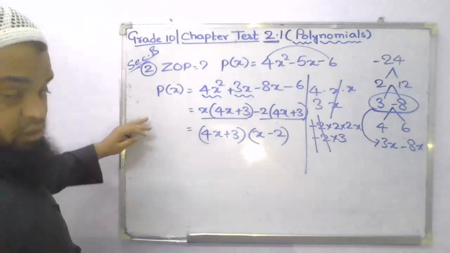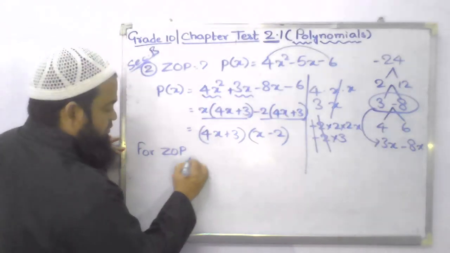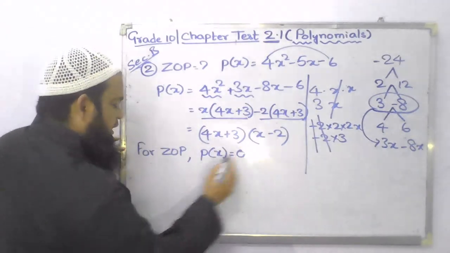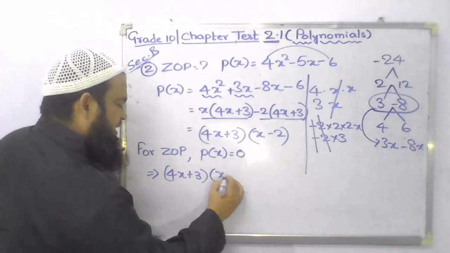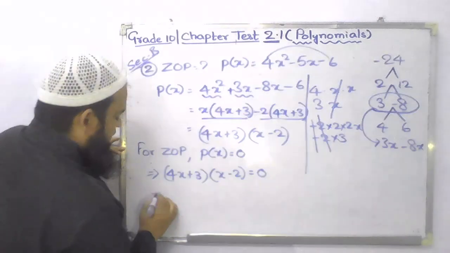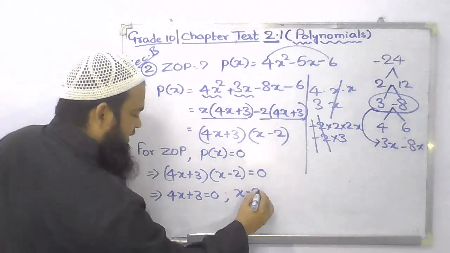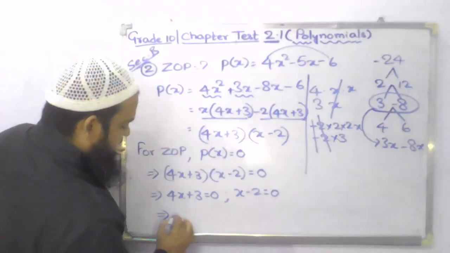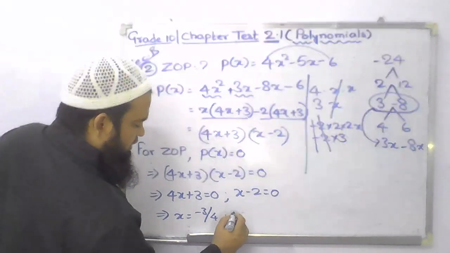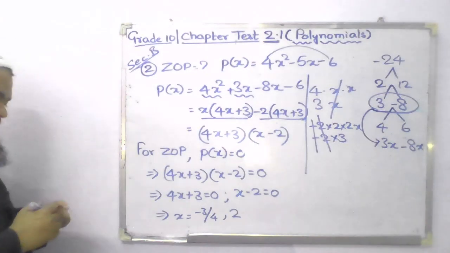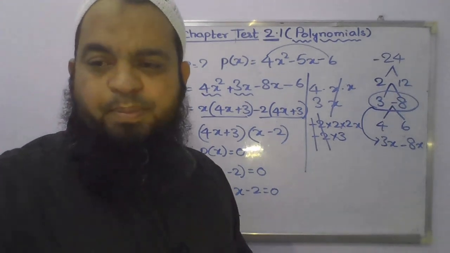So in order to find the zeros of the polynomial, equate the polynomial to 0. That implies (4x + 3)(x - 2) = 0. That implies 4x + 3 = 0 and x - 2 = 0. So that implies x = -3/4, and when you transpose, it will be +2. So these are the zeros. Understood, my dear students? Let us go for the next problem.